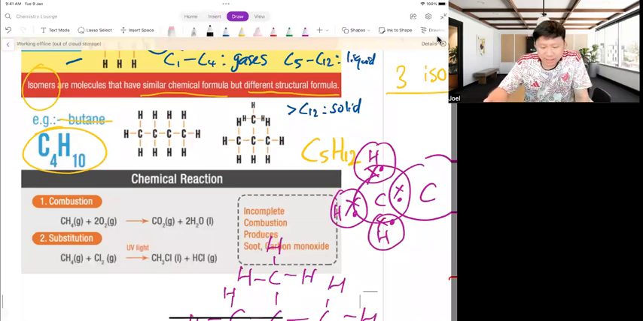So isomers, I say again, they are molecules having the same chemical formula but different structure. Okay, same chemical formula but different structure. So we are done with that.